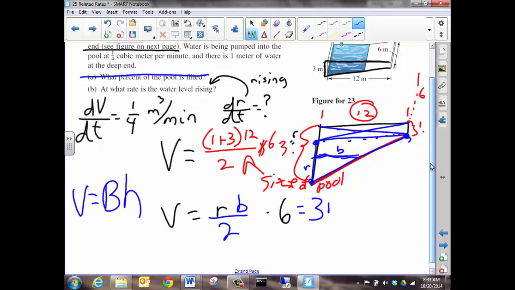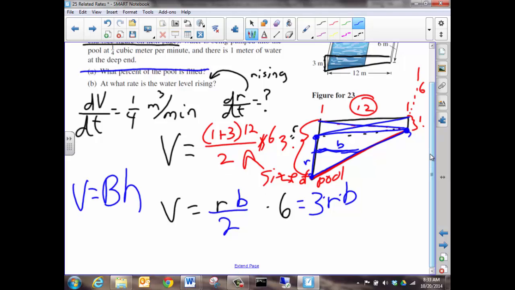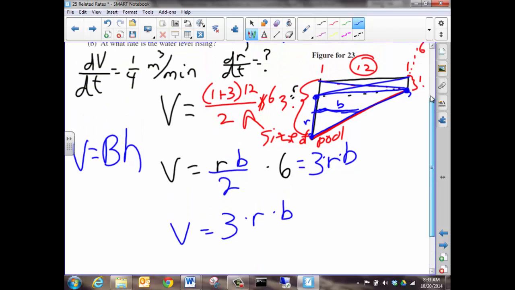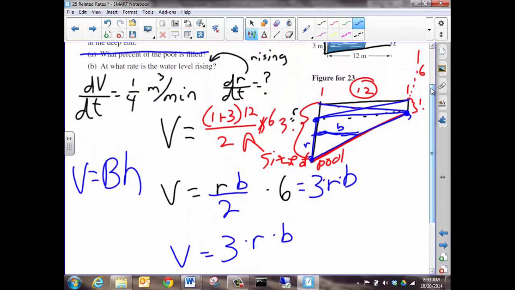Yep, we can do 3 times R times B. Okay? So there's our basic formula now. V equals 3 times R times B. Is R changing? Is V changing? All right. So we've got 3 variables in here. Okay? What does that mean? Do y'all understand why I say 3 variables? We've got V, we've got R, we've got B. Okay? So we've got 3 variables.